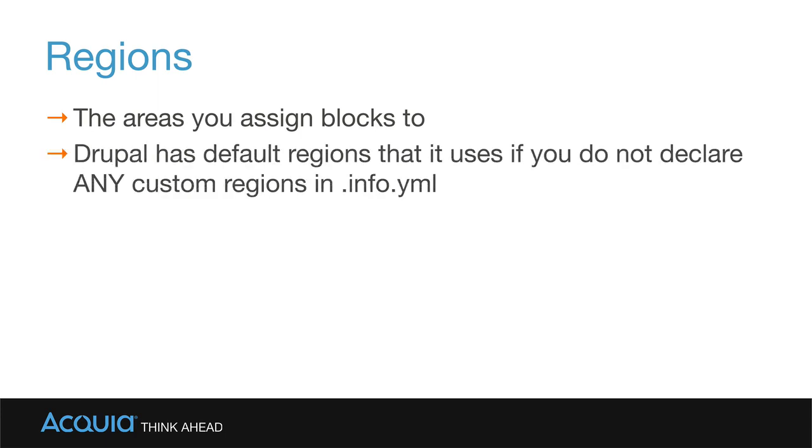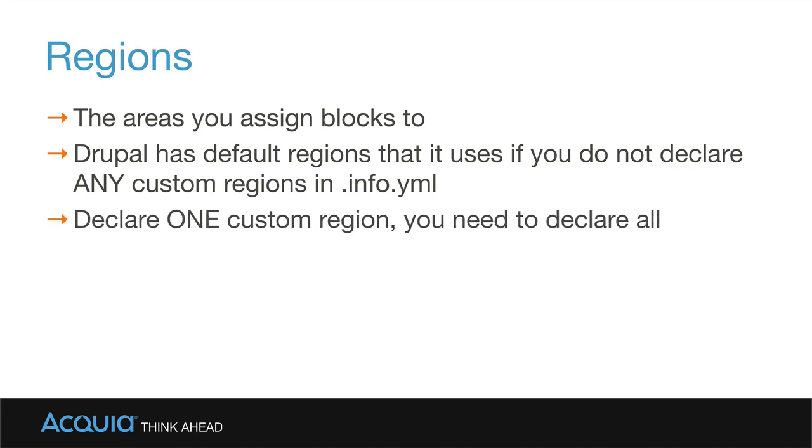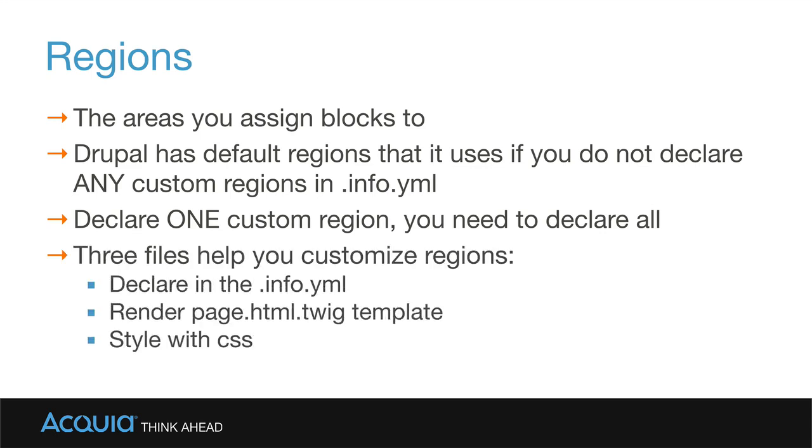All right, the next thing we need to concern ourselves with in our custom theme are the regions. Regions are the areas that we assign blocks to. Drupal has default regions that it uses if you don't declare any custom regions in your .info.yaml file, and we saw that when we examined our block regions. If you declare one custom region, you need to declare them all, because Drupal will assume that you only want one region, or even two regions, unless you do all of them.